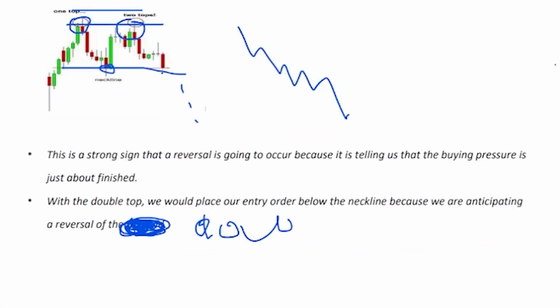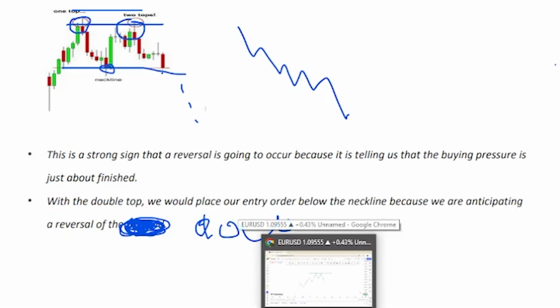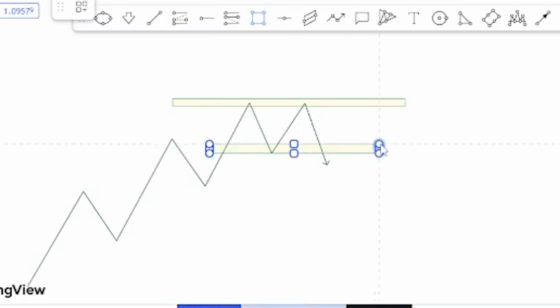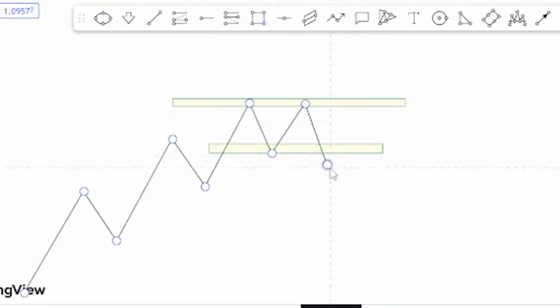Okay, we are going to take also an example from the chart here. So let's start with this. As we created the neckline from this area, we need the market to break below this area, and this is where we are going to enter from. Okay, and listen to this.